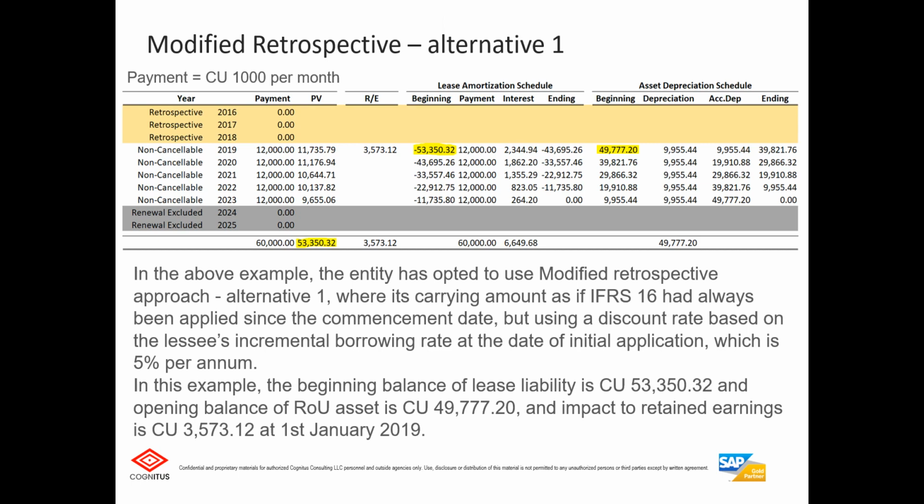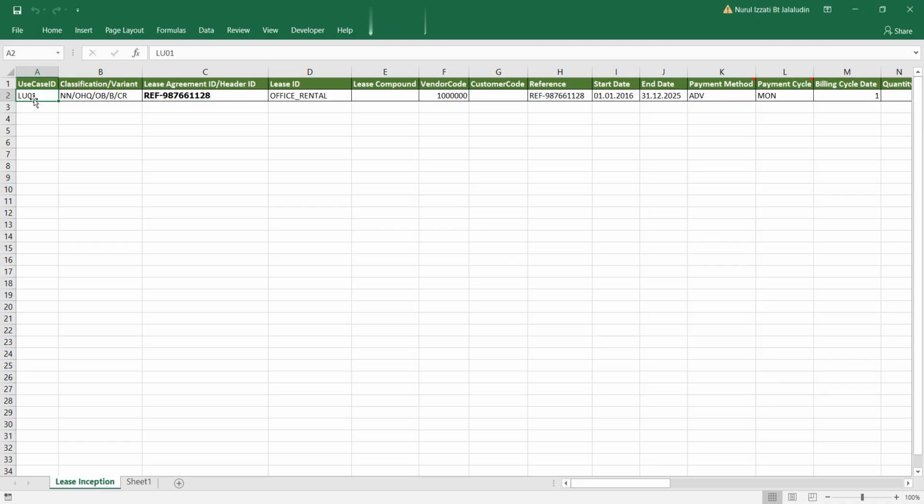So now let's begin to simulate the lease contract in Hamilton engine. But first, in order to create or simulate a lease contract, all data must be loaded using a specific Excel format. These are the important details that we need to understand when filling in the Excel. The first column, use case ID, is an identifier for the lease contract, and for this case we're going to use code LU01.